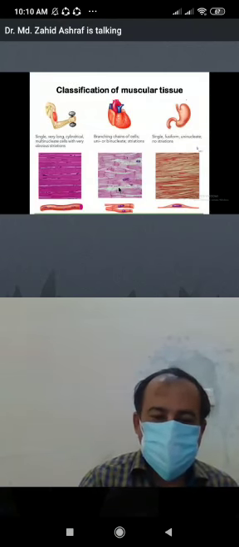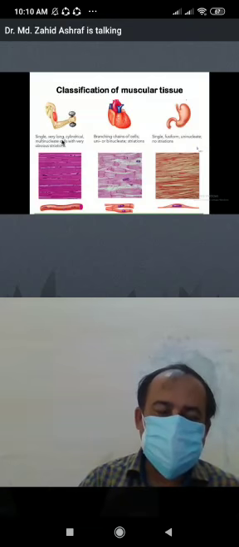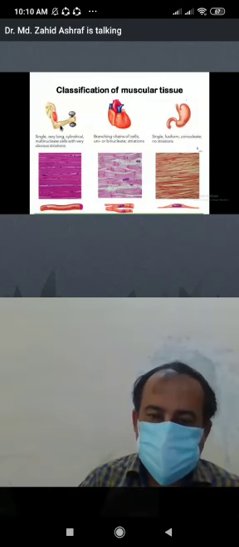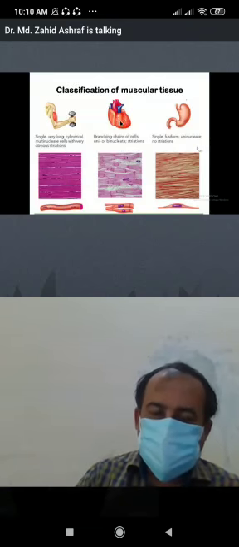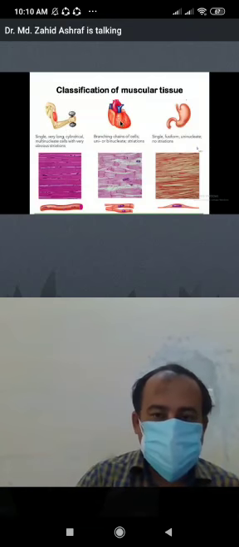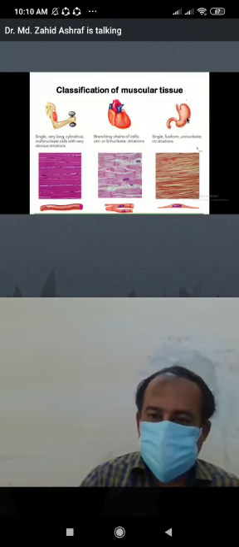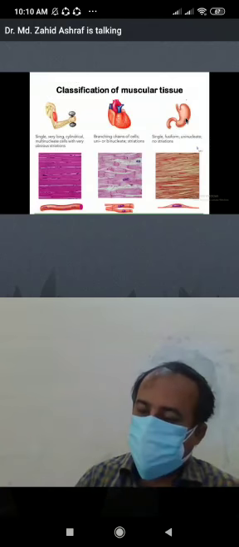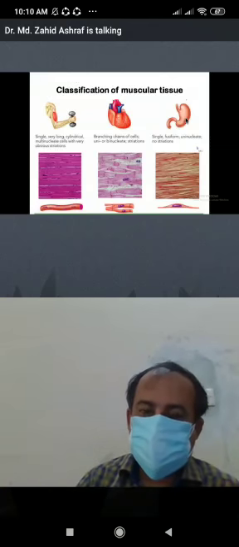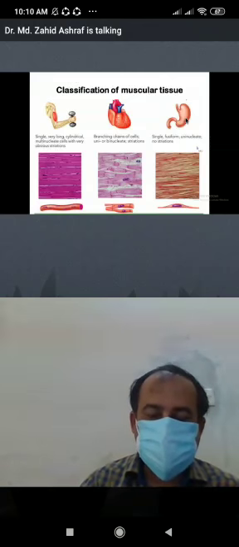Where can we find skeletal muscle? For example, in limb muscle. And in the heart, we find cardiac muscle. In viscera, we find smooth muscle. This muscle is also present in blood vessels.